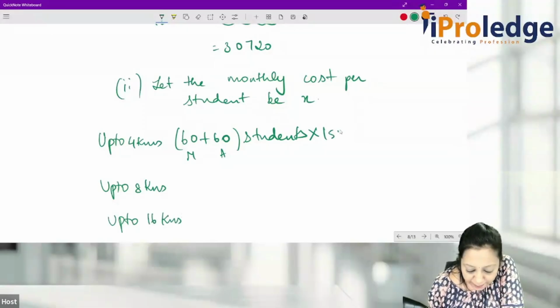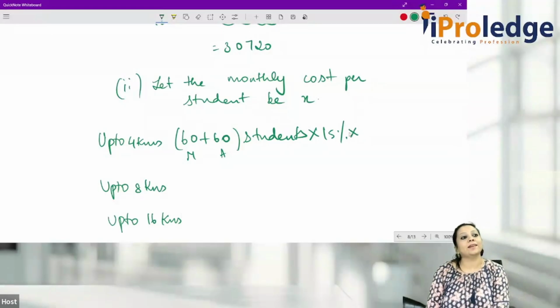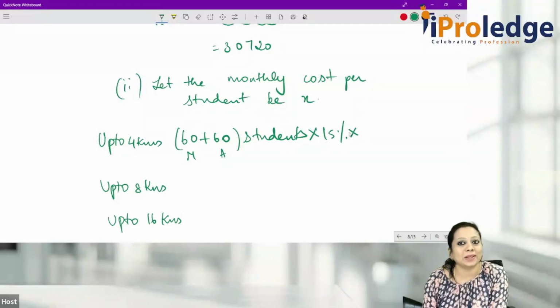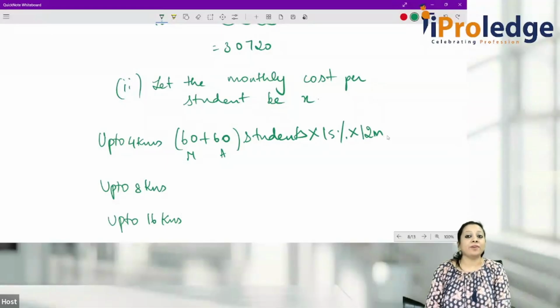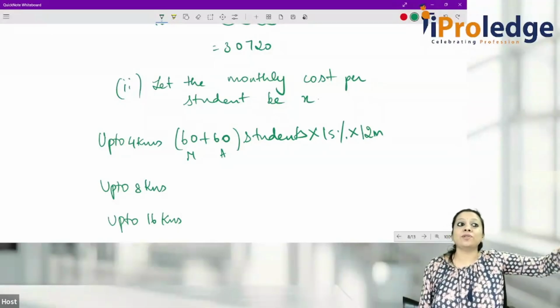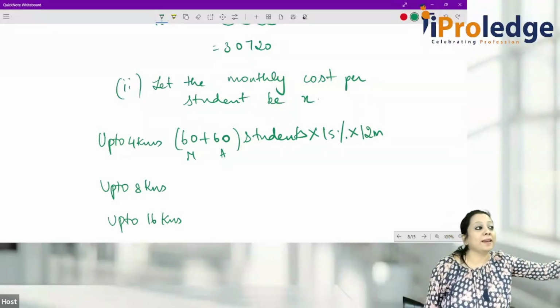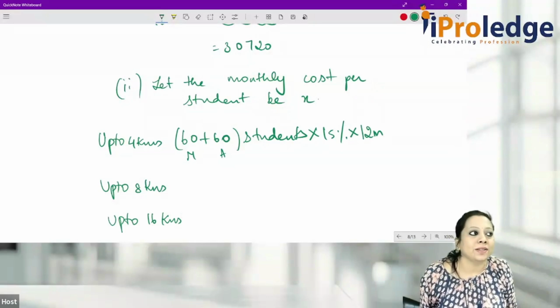So into 15%, into 12 months. Why? Because I have to recover the cost from 12 months, no? Because my fare will be for 12 months. Cost I have to charge for 12 months because my revenue also will be for 12 months. Are you all understanding, students?